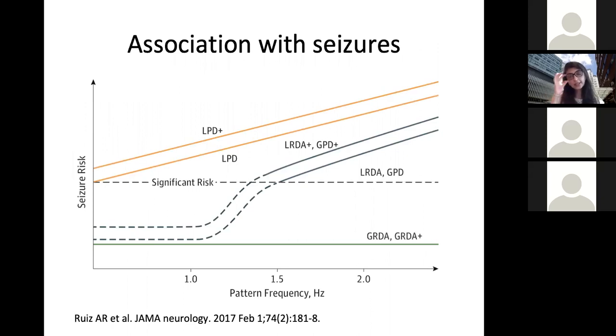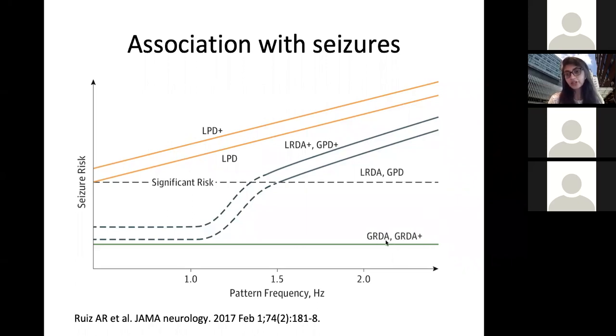So with regards to association with seizures, this is probably the largest study looking at these patterns. It was a study of 4,000 patients done by the Critical Care EEG Monitoring Research Consortium, where they looked at the risk for seizures in association with these patterns. And what they found was that lateralized patterns, whether they're periodic discharges or rhythmic delta activity, are significantly associated with seizures. Similarly, generalized periodic discharges are significantly associated with seizures. However, generalized rhythmic delta activity is not significantly associated with seizures, and by seizures we mean clinical and electrographic seizures, either before or after.